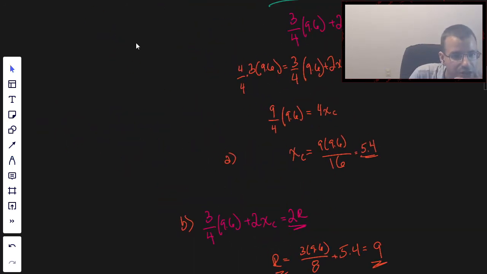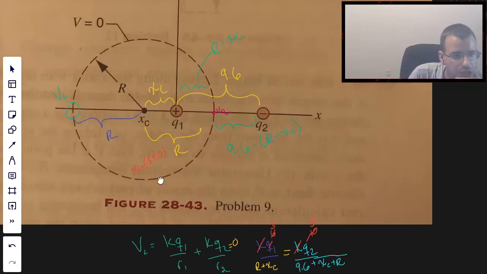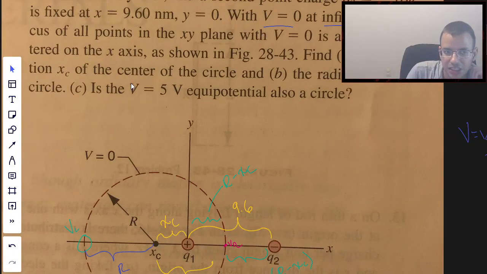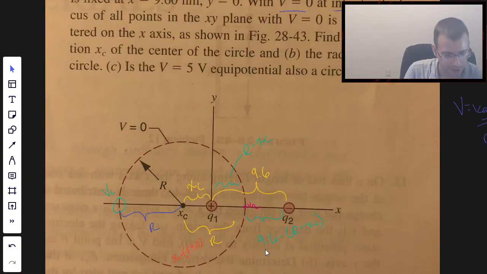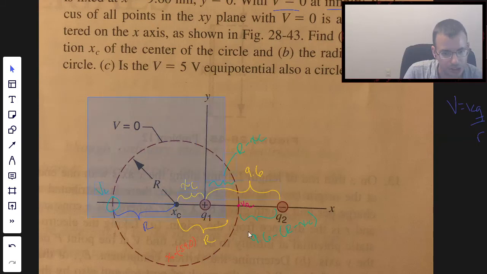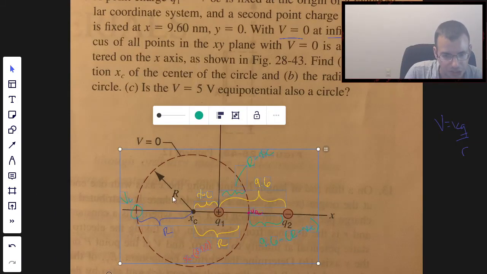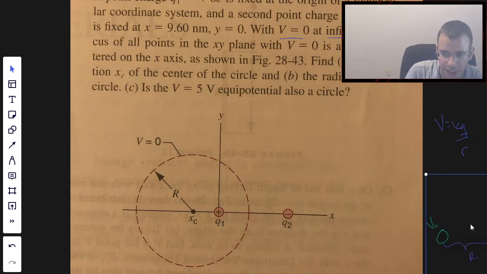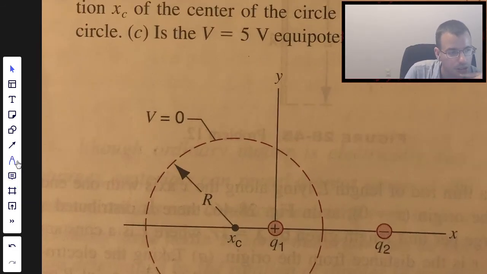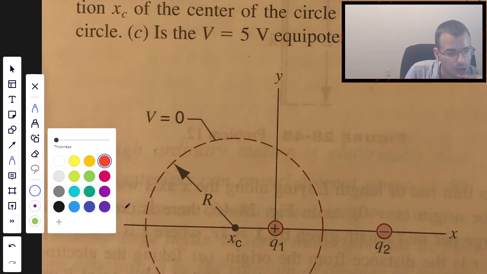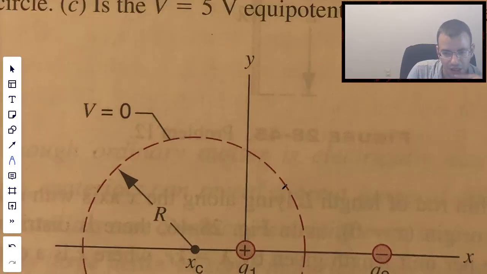So then the third question, which gets a little bit tricky, I think, is equipotential equal to a circle. Okay, so I'm going to erase all of this. Actually, I'm just going to move it over here because I'm pretty sure I won't need it again. But just in case I do, I'll have it available.